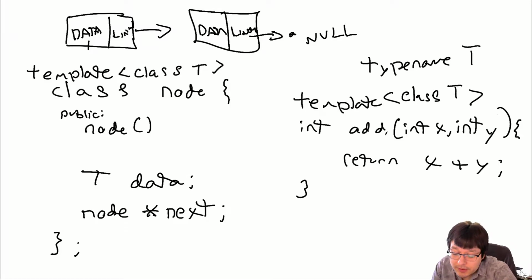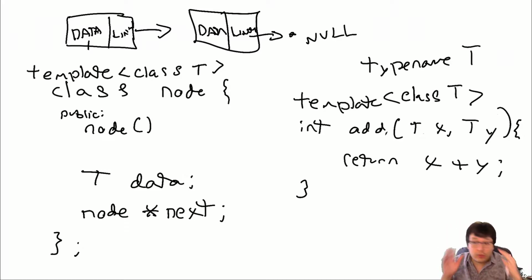But yeah, so you put the word template T, and now you replace the word int with T. And so now you could pass into this function two doubles, two strings. They have to be the same type, but you pass two doubles, two strings, two floats, two nodes even. And as long as the plus operator works, then you're good to go.